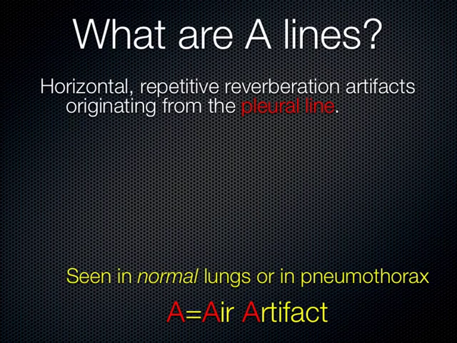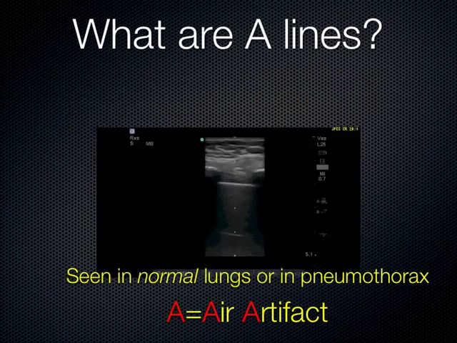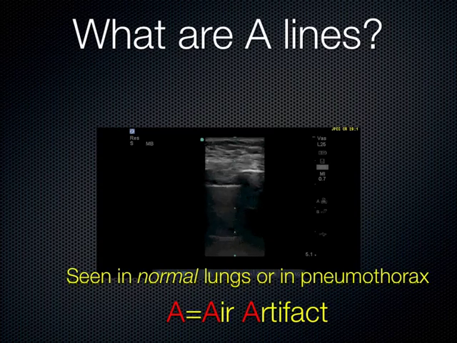You can see A lines in normal lungs or in pneumothorax, because A just means air. It doesn't tell you where the air is, it just tells you there's air. The air could be in the lung in a normal situation or it can be outside the lung in a pneumothorax. So to show you what we're looking at here, this is the chest wall. This is obviously a high-frequency probe. This is the chest wall, and then you have the pleural line, which is just below, usually about a half centimeter below the ribs, depending on the patient's body habitus.